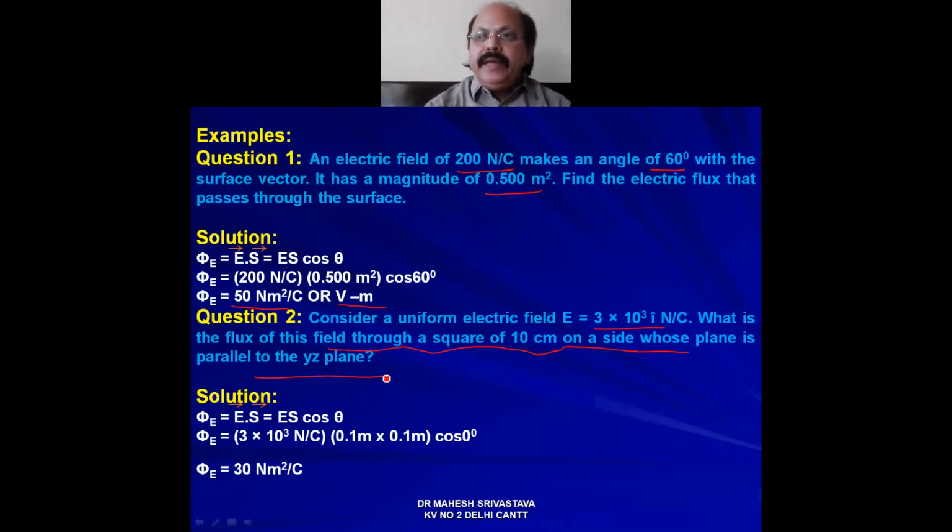So you remember it, just make the diagram in your mind. Then what you will get, the plane of the square which is parallel to the YZ plane, it means it is along the positive x direction.